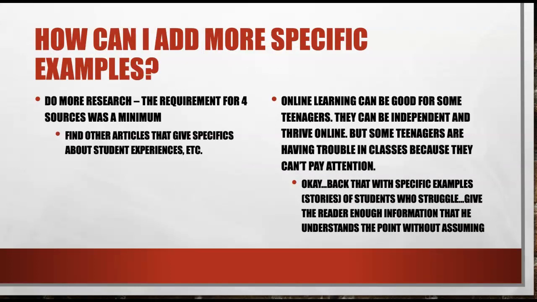And a lot of the essays I just kept writing on there, how can I add more specific examples? Because there was a point being made and there was an argument there, but I needed more information as a reader. So that means if you need to go out and do more research to find more examples, do that. The four sources was simply a minimum. You could use more if you wanted to. And if the articles that you had really didn't give you enough specific information, that's where you want to go out and start looking in other places.